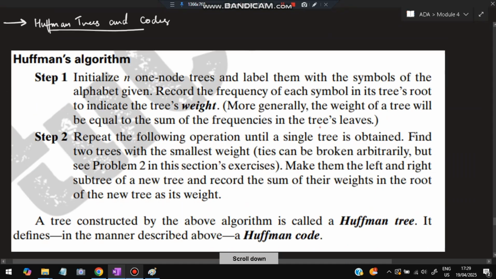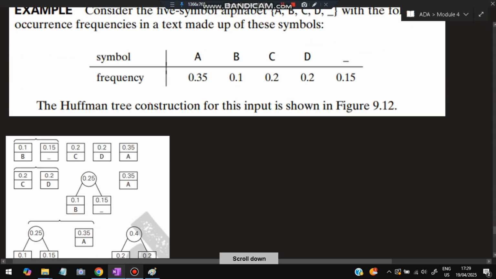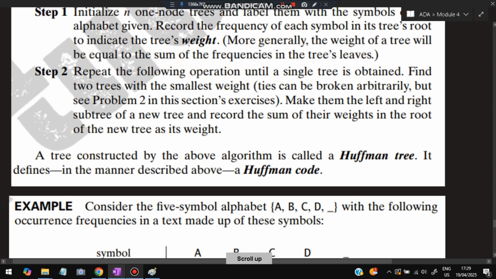The last topic is Huffman trees and codes. The steps are given here, so go through them. But I'll explain what you actually need to do, such that if you listen carefully, you'll be able to write these steps in your own words, and for that also you'll get marks.